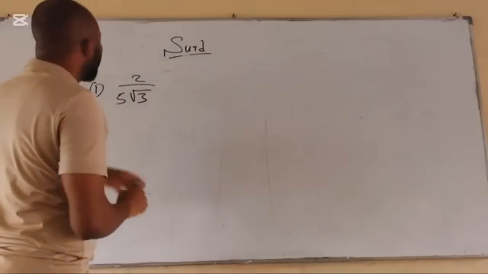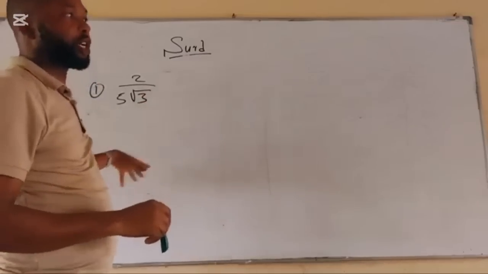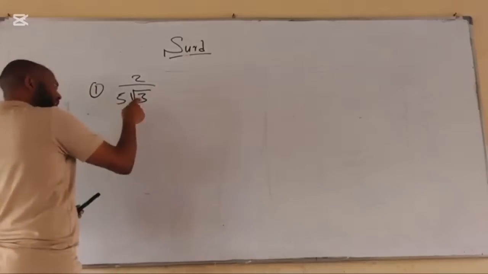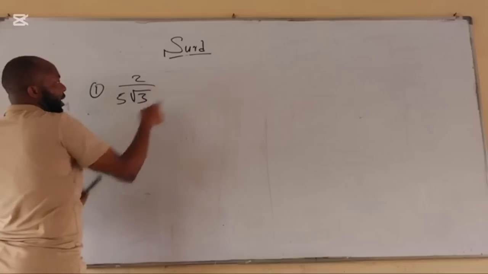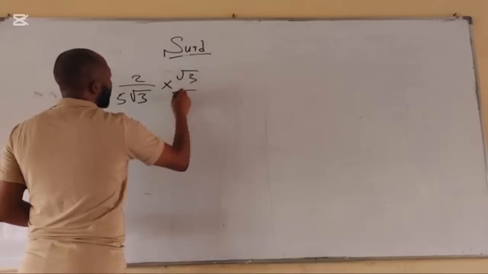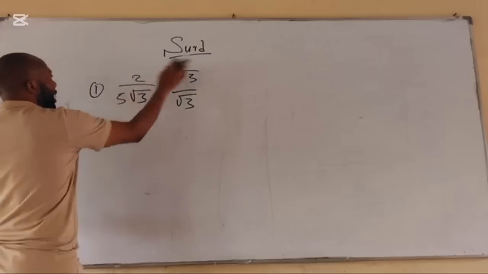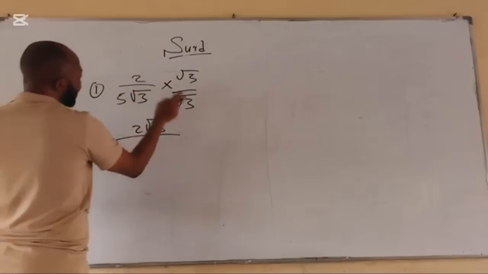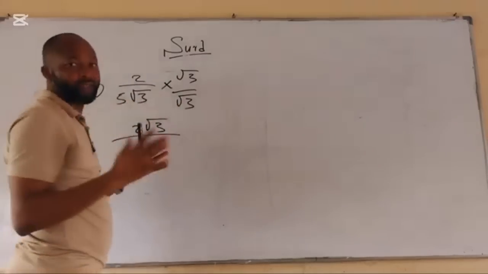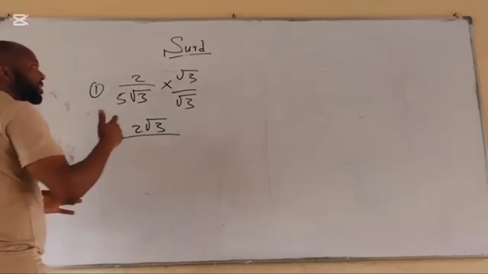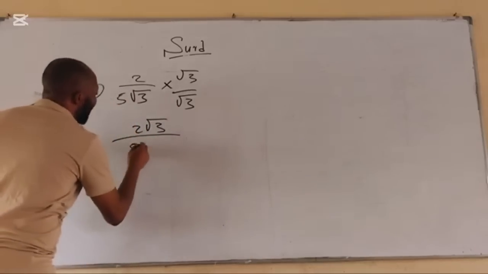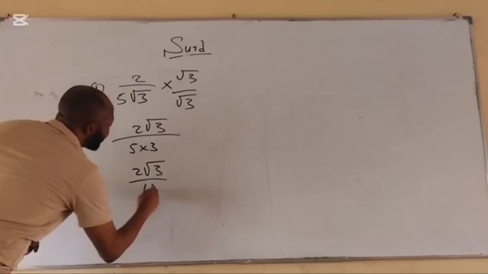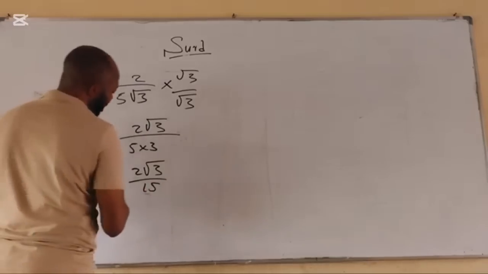In surds, once you have a root sign at the denominator, which is irrational, you must remove this variable. So to rationalize this means you have to multiply this root sign both up and down. So I have times root 3 over root 3. 2 times root 3 is 2 root 3 over 5 root 3 times root 3. Root 3 times root 3 is 3. Alright? The root of 3 times another root of 3 gives us 3. So we now have 5 times 3. So this is 2 root 3 over 15. That is our answer. We cannot cancel anything further.